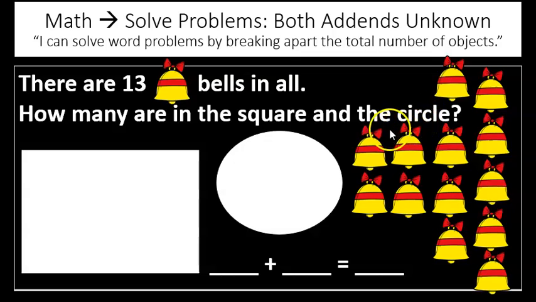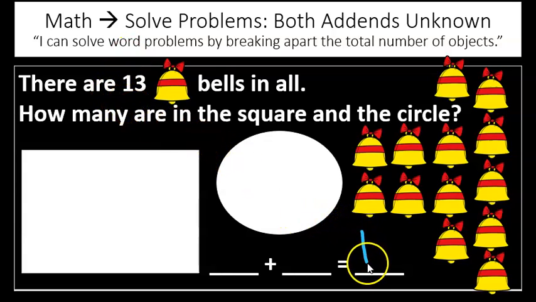Okay, so now we have bells here. How many bells do we have? 13, okay? All the bells here, there should be 13 of them here. Now let's read our statement again. Read it with me. There are 13 bells in all. Now, we have our total here. What was this number again?